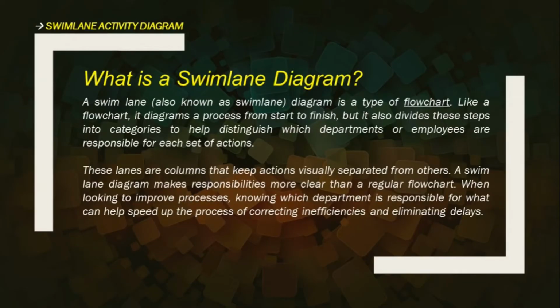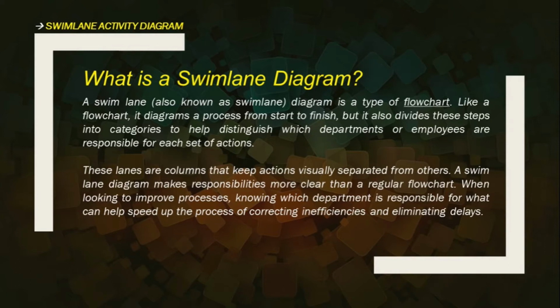Okay, so what is a swim lane diagram? A swim lane diagram, also known as swimlane, in one word, is a type of flow chart. So basically, this is just a flow chart. Like a flow chart, it diagrams a process from start to finish. But it also divides steps into categories to help distinguish which departments or employees are responsible for each of the actions.